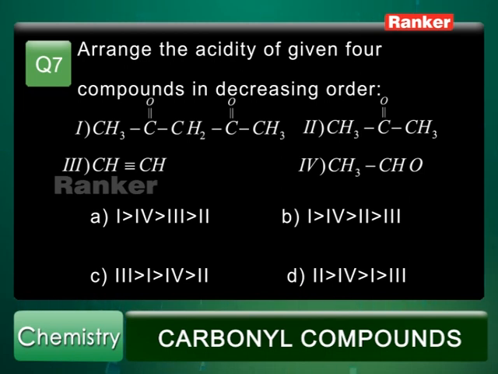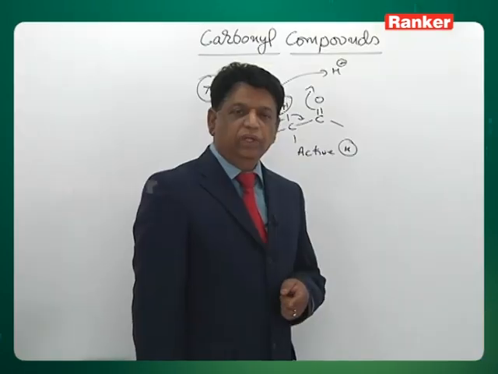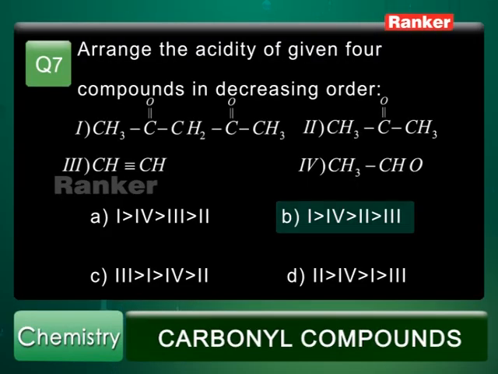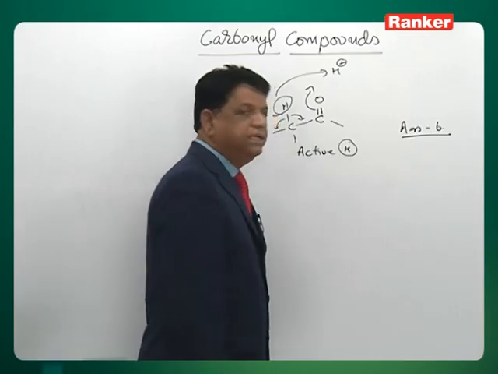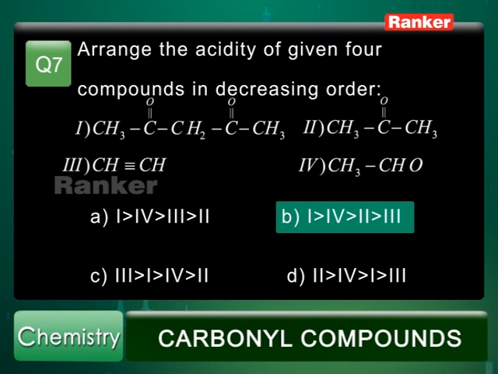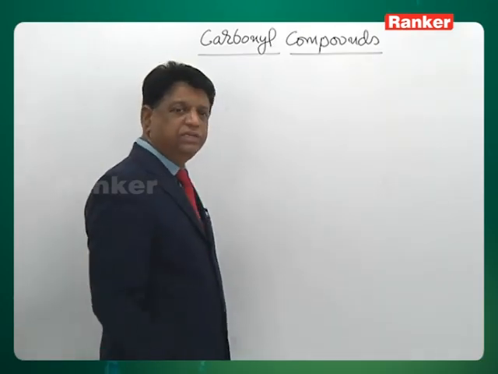Then lastly acetylene. Acetylene is no doubt acidic, but it is a weak acid. It is a weaker acid than even water. So therefore the order is the diketone number 1, followed by the acetaldehyde 4, followed by the acetone 2, then lastly the 3. So option B will be the right answer. Acetylene is acidic, but it is a very weak acid when compared with all these alpha hydrogens of the carbonyl compounds. So let's go for question number 8.